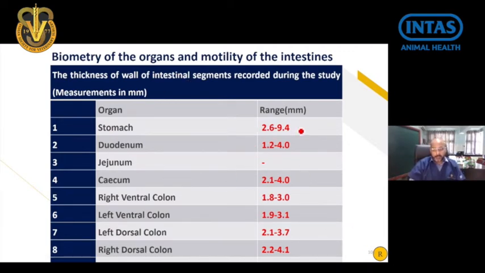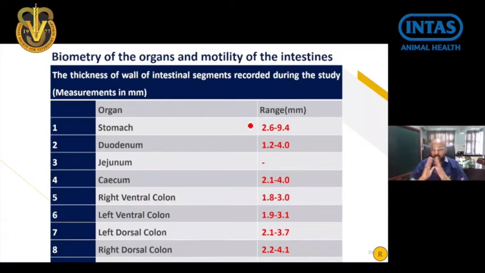Normal thickness is 2.6 to 9.4. That means for the mules and for the horses, the stomach and duodenum should not go above 7.5, cecum up to 4, right ventral colon up to 3, LVC 3.1, right dorsal colon 3.7 and left dorsal colon 3.7, right dorsal colon 4.1.